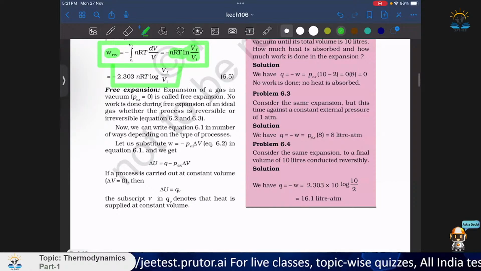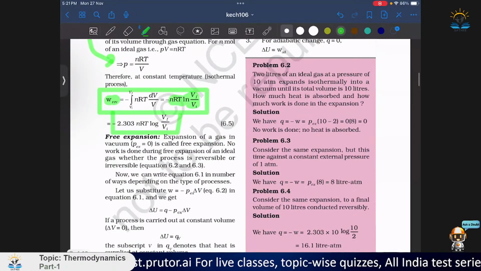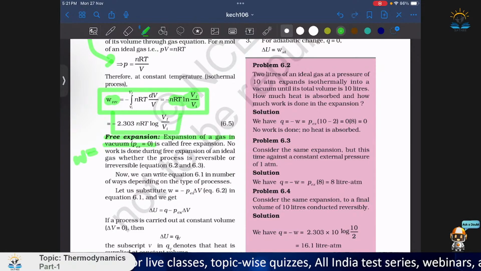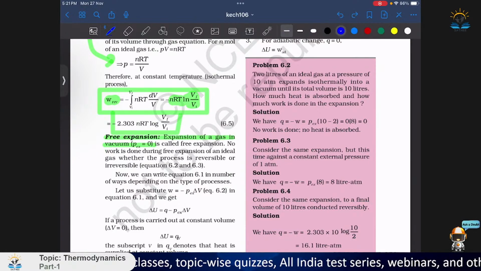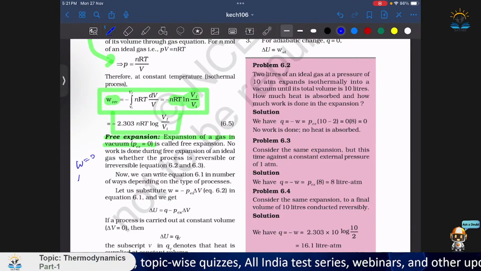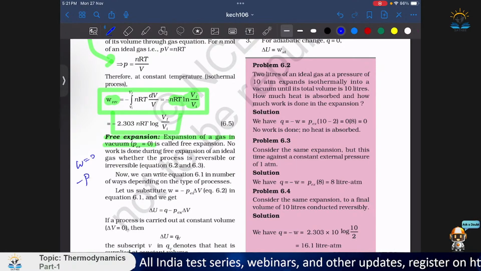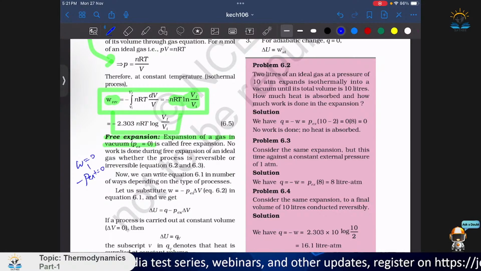What is free expansion? Free expansion is expansion of a gas in vacuum. Here, work done is equal to 0, because P external is 0. So work done is 0.